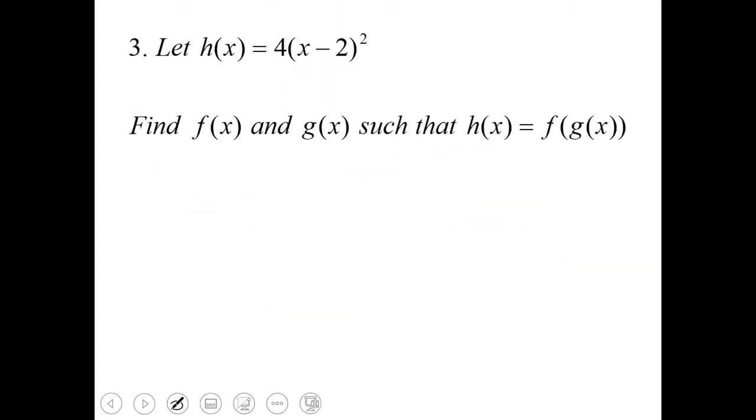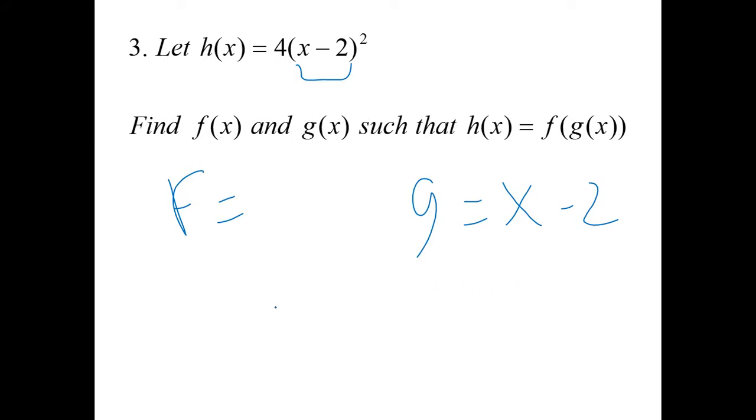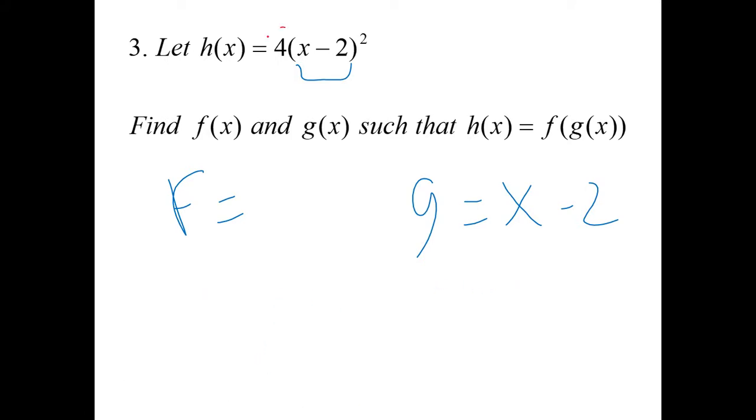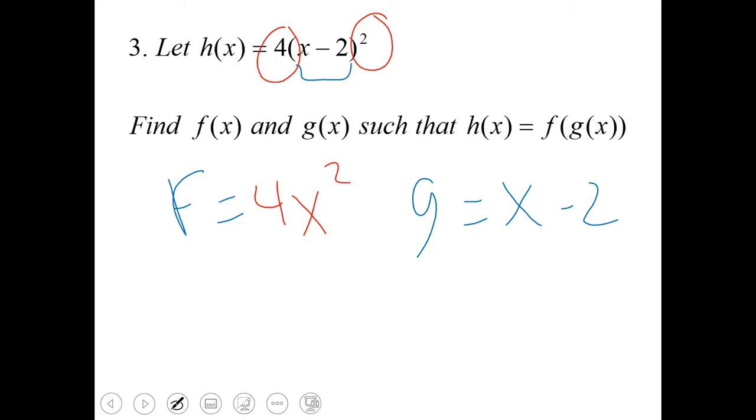One more with only two functions, 4 times (x minus 2) squared. So again, you want f and g. G is the innermost function, which to me says x minus 2. What is it that's being done to the x minus 2? Well, you're squaring it, and you are also multiplying it by 4. So 4, how do you square something? Well, you simply write x squared. And these are very easy to check. Try putting the g into the f. If you get the h, boom, you got it.